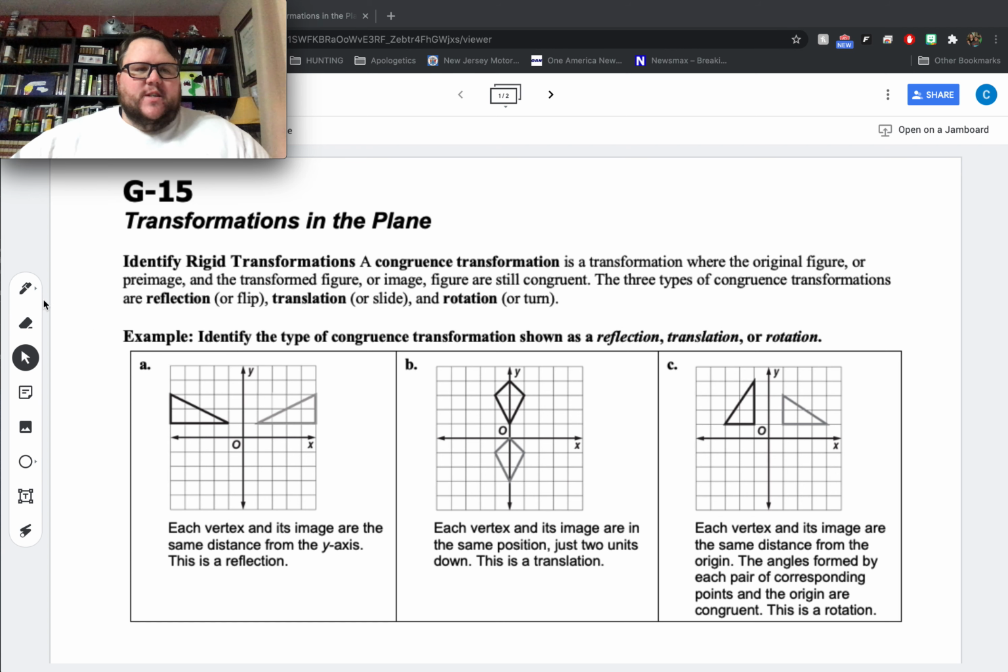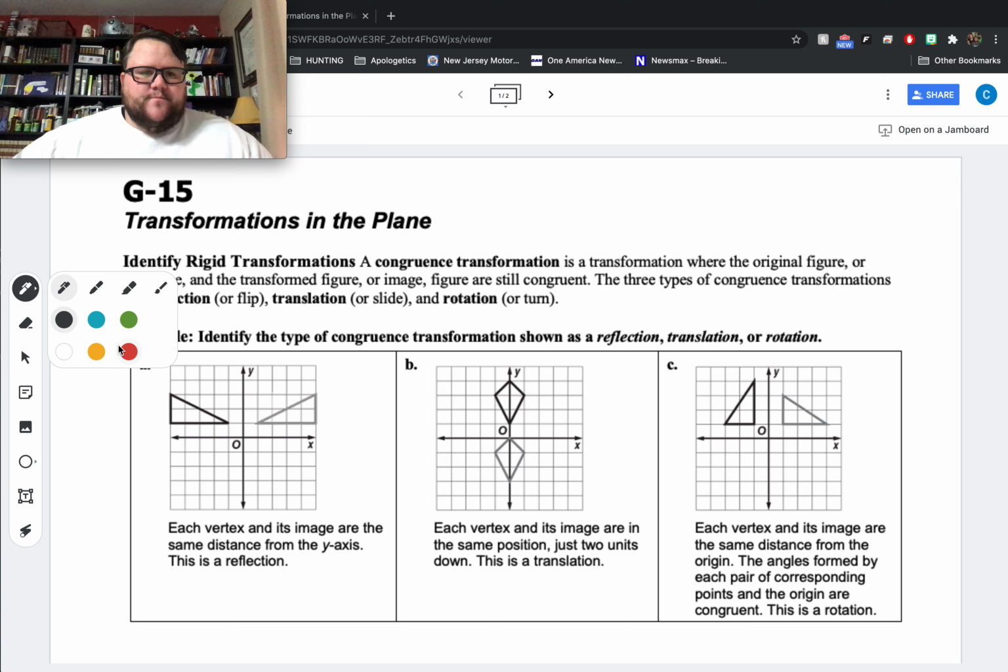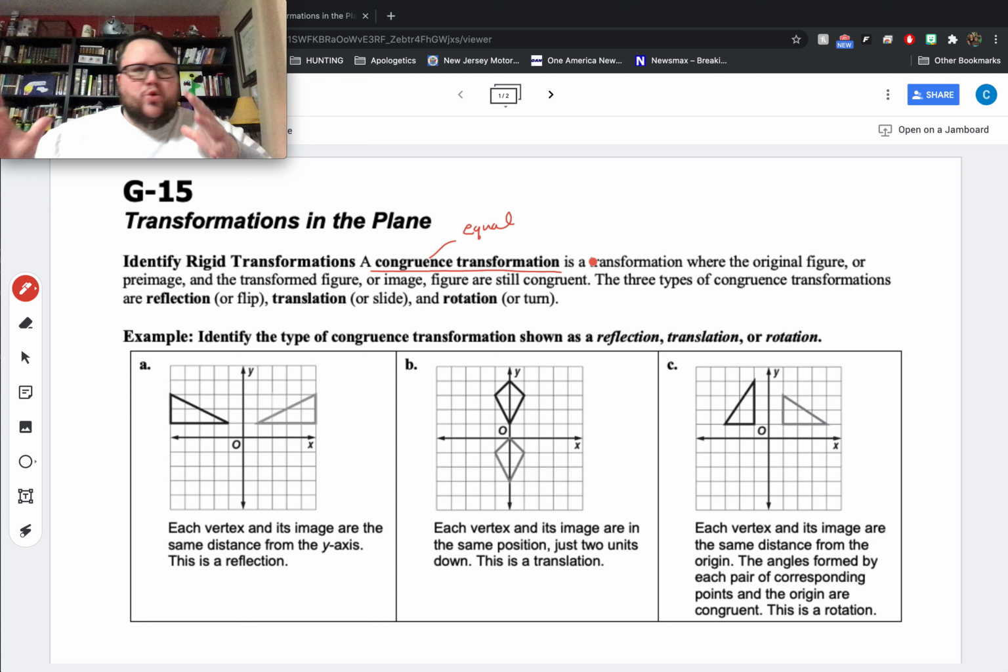So the first thing I want you to notice is the definition here. A congruence transformation. And if you remember, congruence means equal. So if we had a congruent triangle, it means that the two congruent triangles are two equal triangles. Their dimensions have not changed. So congruence means that they're going to be equal. Is a transformation where the original figure, or pre-image, we call it a pre-image, right? And the transformed figure, or the image, are still congruent.